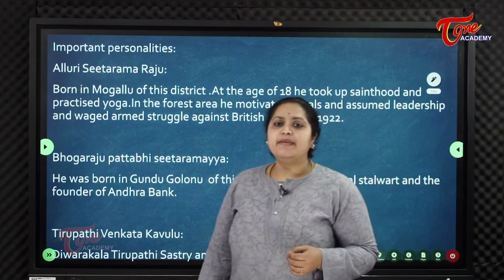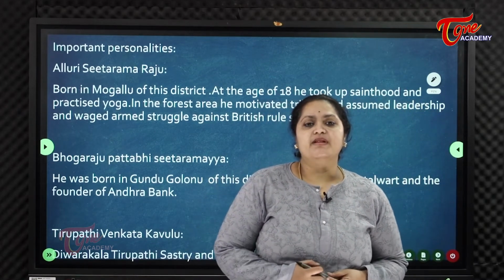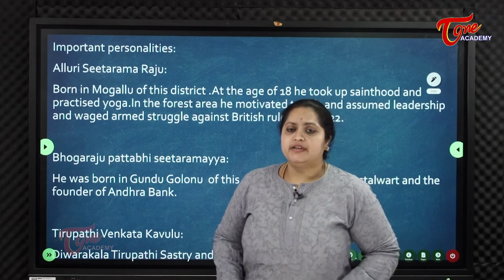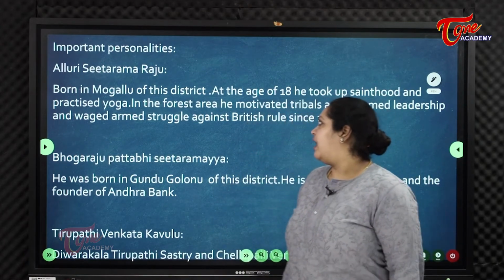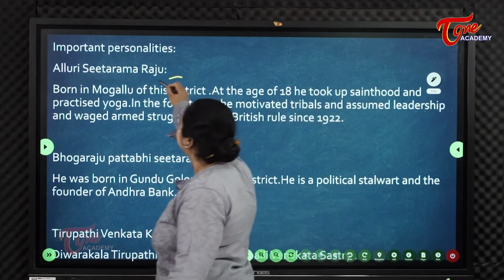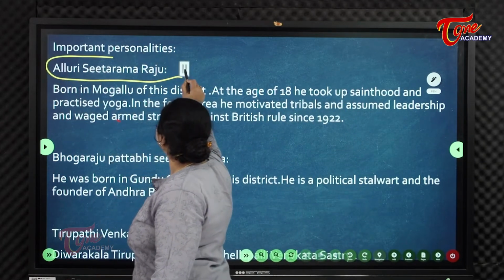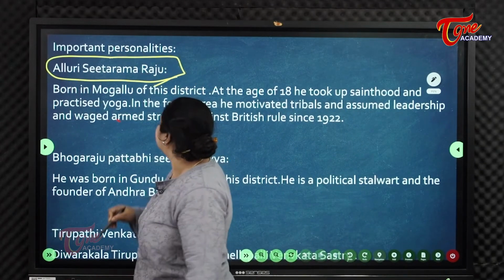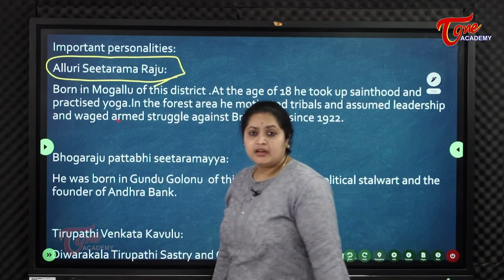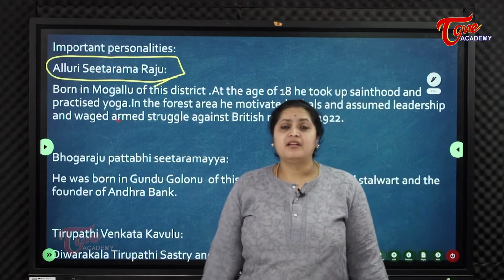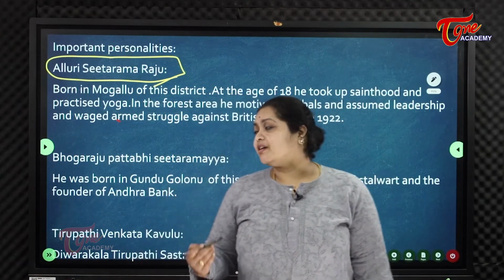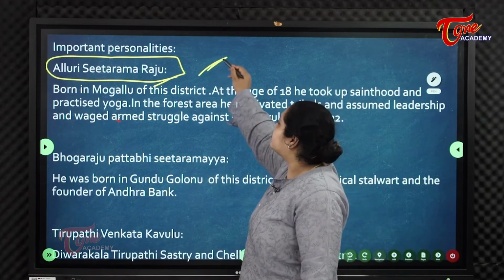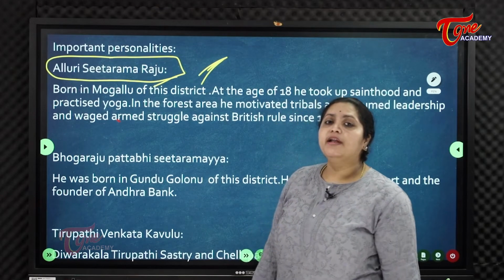Next, coming to other famous important personalities of the district of West Godavari: Alluri Sitaramaraju, the most famous person, the revolutionary, the rebel, the hero of tribes, a freedom fighter, is from West Godavari district only. He was born in Mogallu.